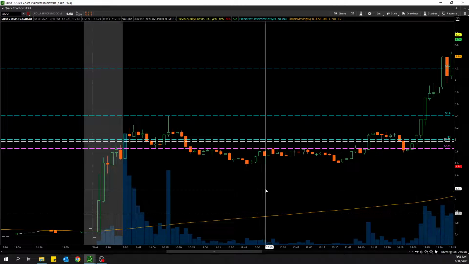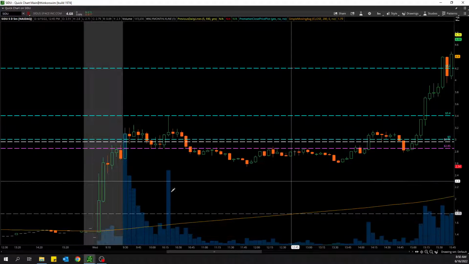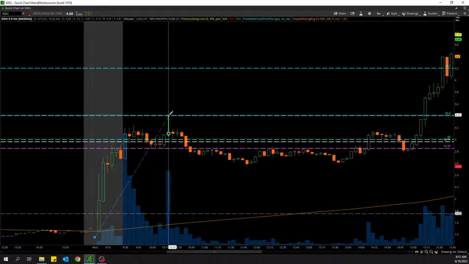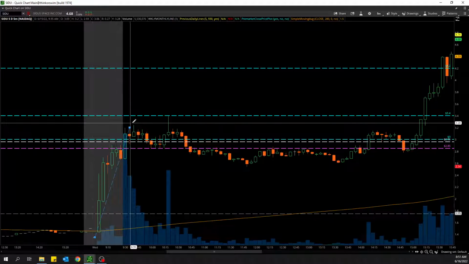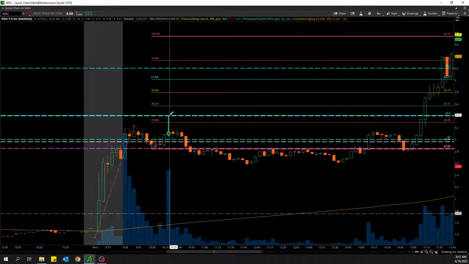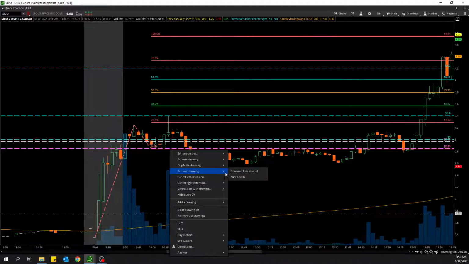Let me go back. I want to show y'all this so y'all can see. 340 was a retracement area as well. It's right here, and right there. So it had hit this area, hit the zone, where I should have taken profit, but I didn't, because I was looking for the bigger move.